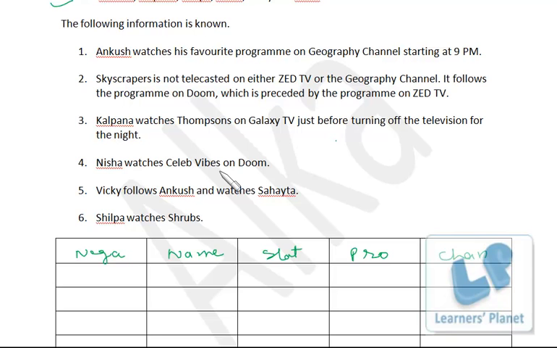Ankush watches his favorite program on Geography channel starting at 9. So I just write the name Ankush. Okay, slot starting at 9, so it should be 9 to 10. His favorite program in Geography channel. Okay. And Skyscraper is not telecasted on either ZTV or Geography channel. So yeah, we have Skyscraper. Okay, Skyscraper. So that is negative on the Geography channel, and it follows the program on Doom, which is preceded by program on ZTV.